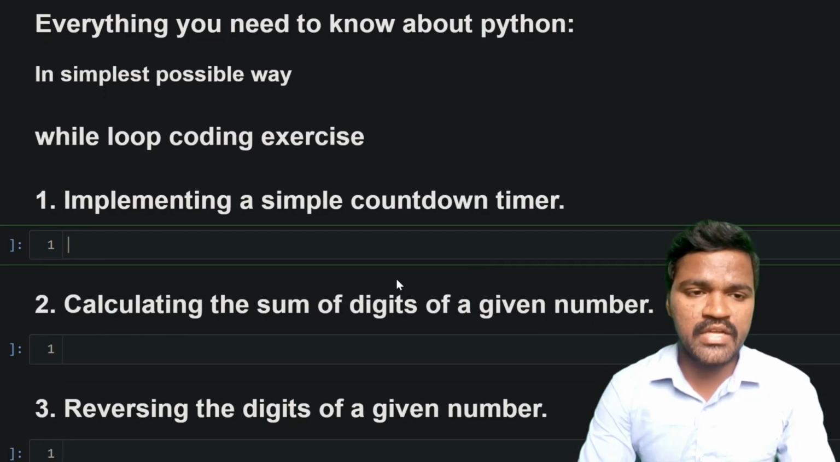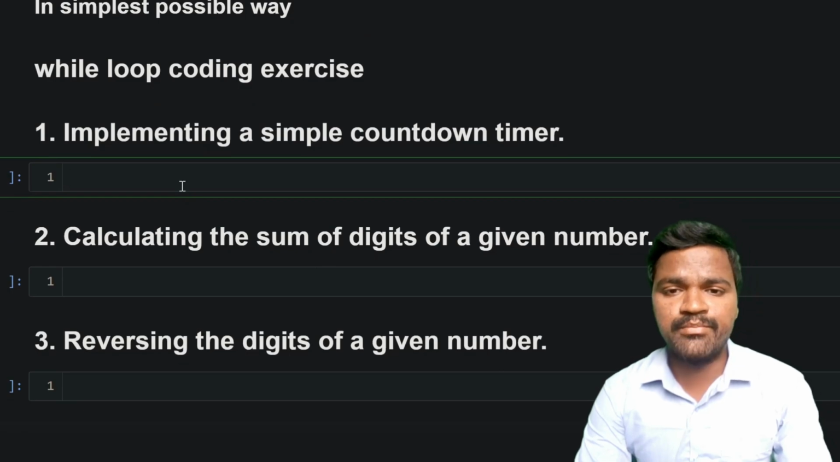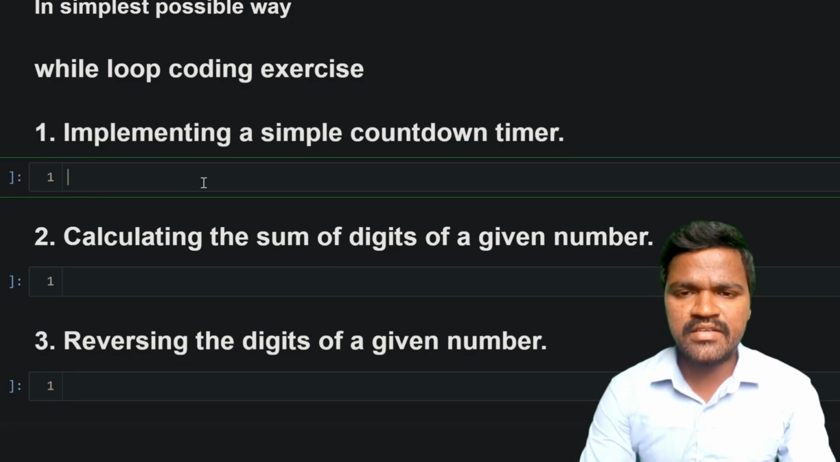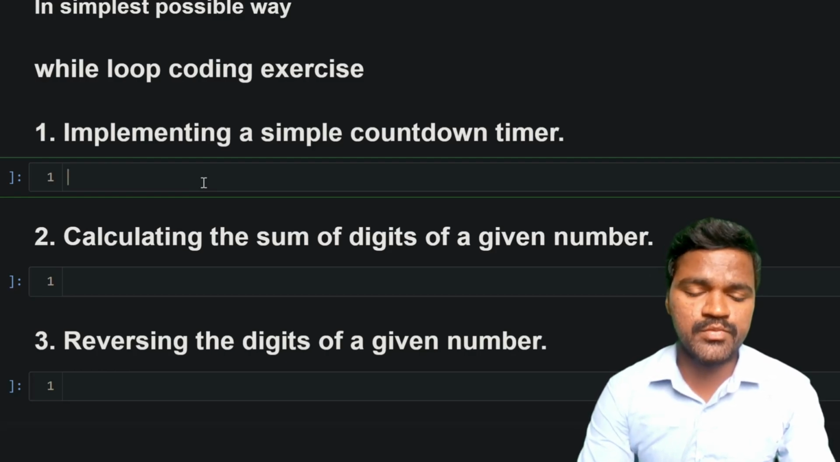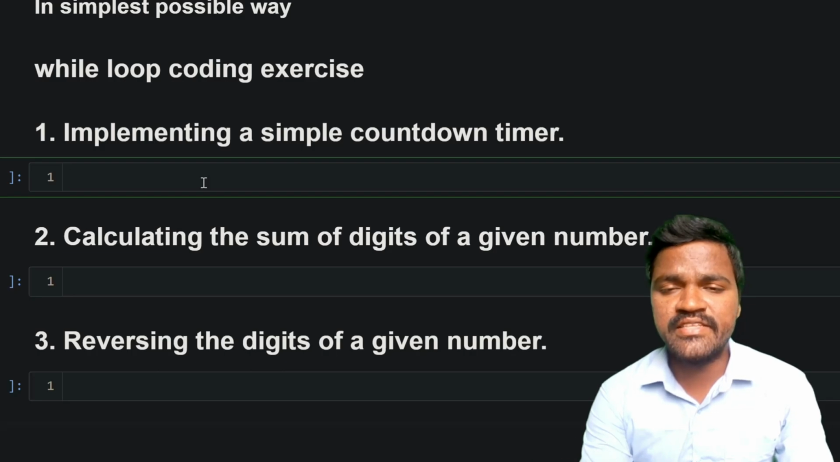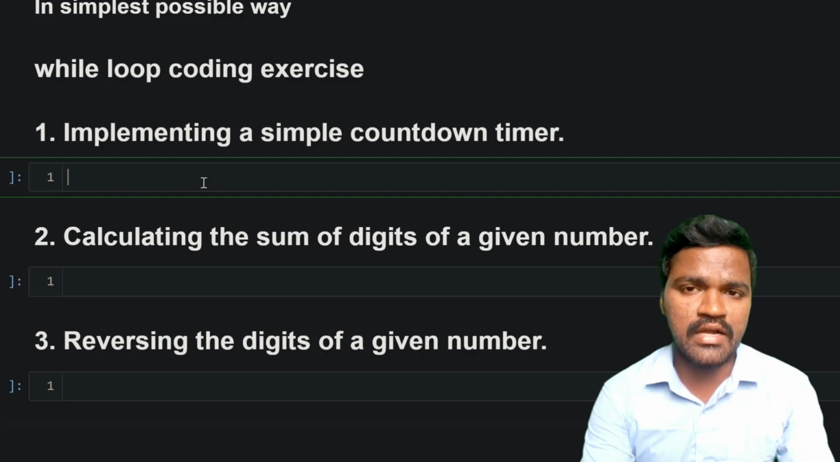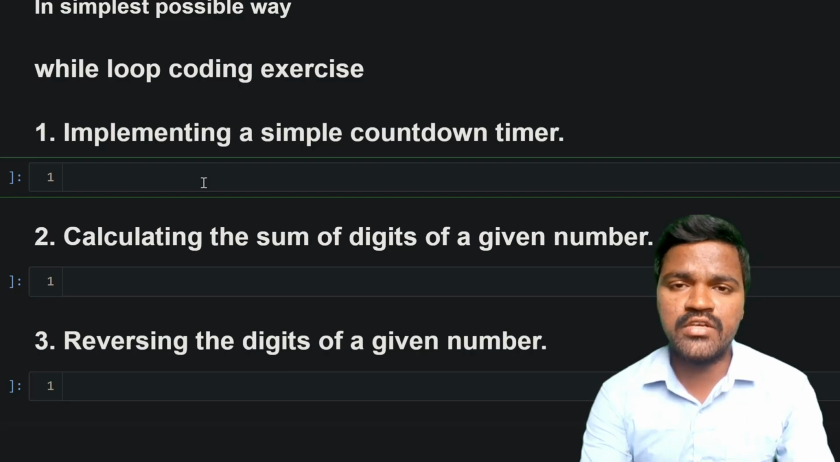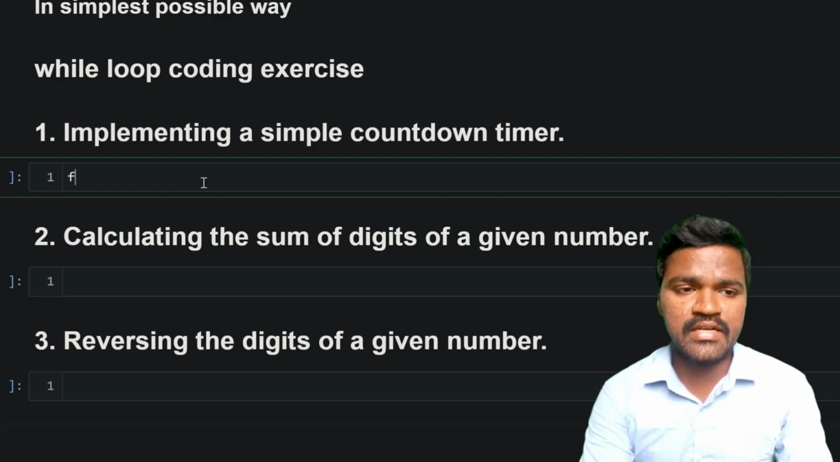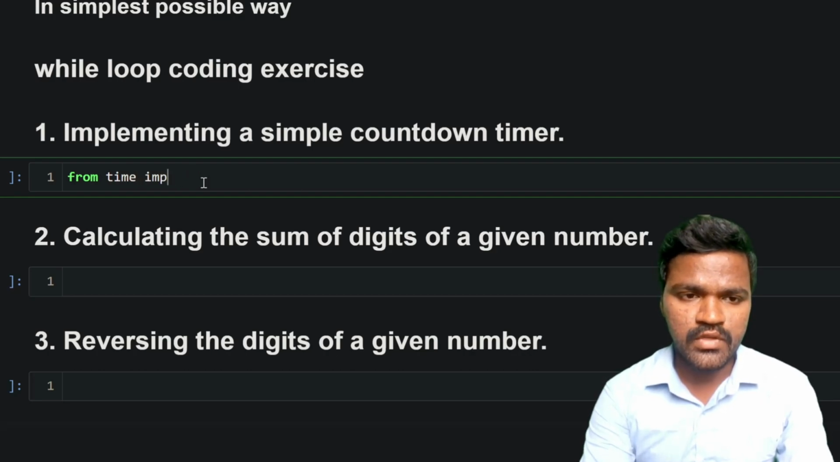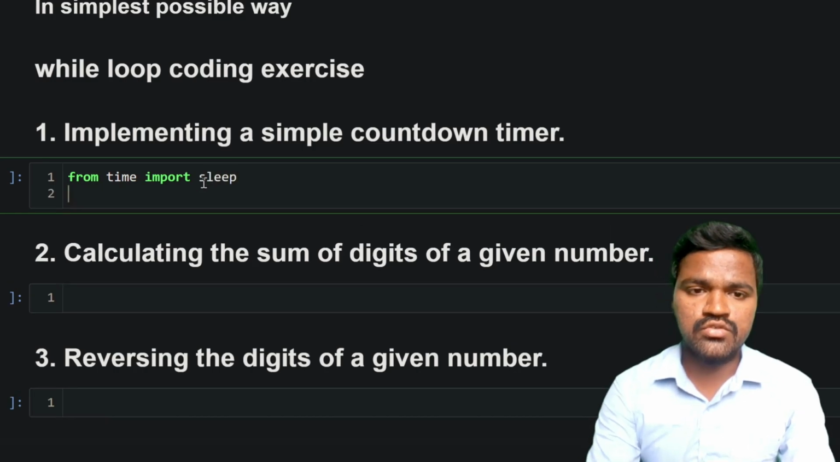So now the first problem that we will be solving is implementing a simple countdown timer. To implement this countdown timer, we need a method called sleep. That is what we need to solve this problem. Sleep is present inside a module called time. Let us not worry much about these modules at this moment. In our coming videos, we will discuss more in detail about these modules. For the time being, let us import sleep from time. That is what we want in this video to solve this problem.